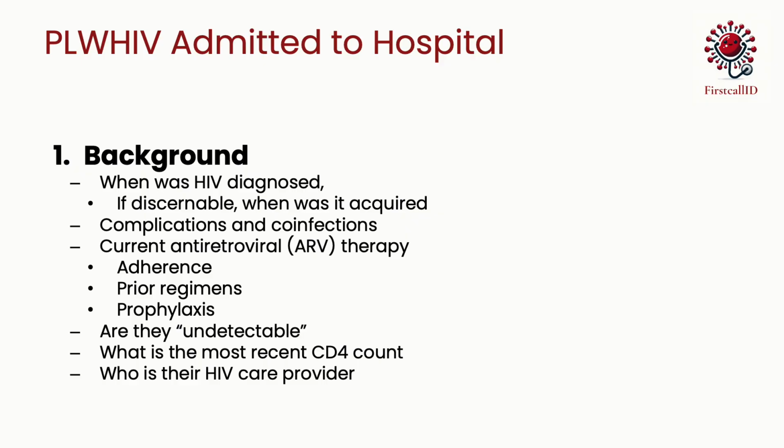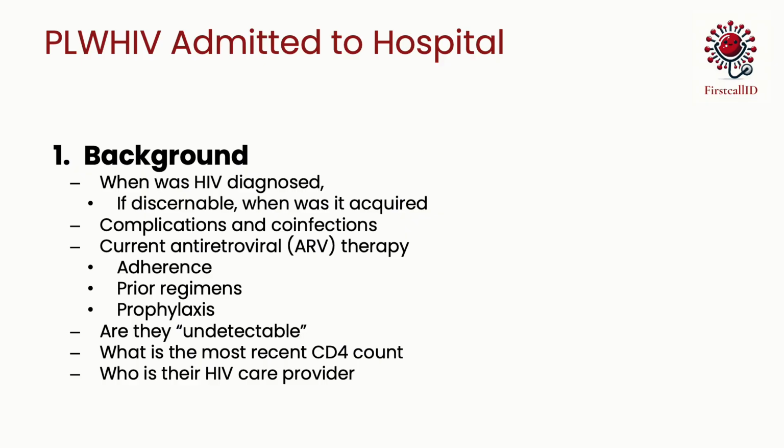We'll ask about complications and co-infections. We'll assess their current antiretroviral therapy as well as their adherence to it. You may be interested in asking about their prior regimens, although this might not be relevant in the acute setting, but it is helpful to know, especially if you are planning on adjusting their regimen. And in terms of prophylaxis, have they been prescribed it and are they adherent?